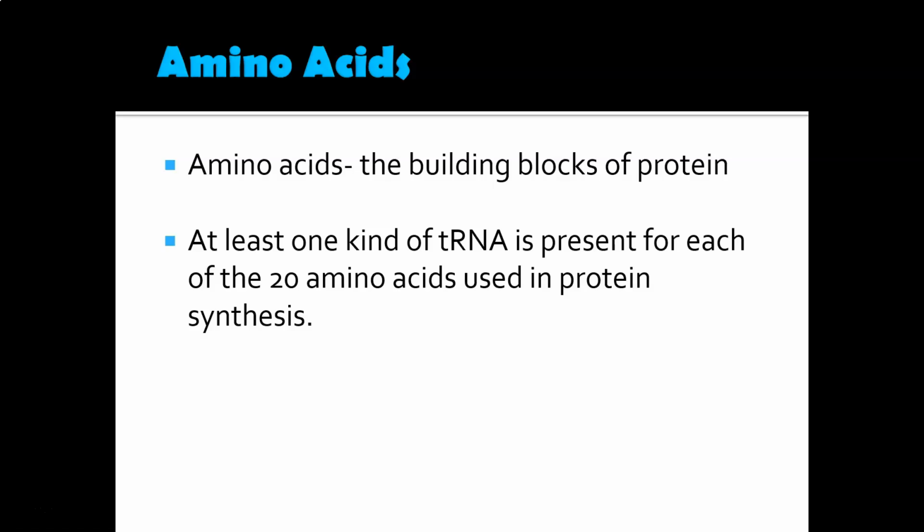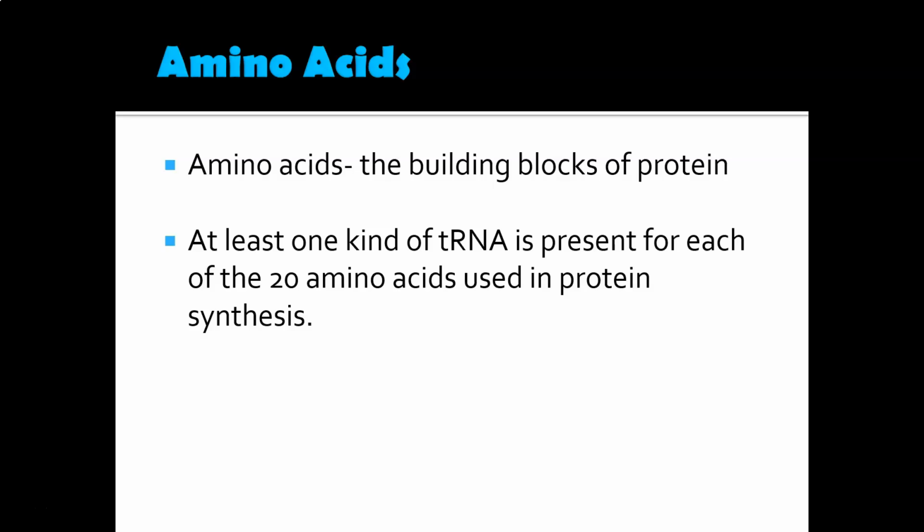So remember that amino acids are your building blocks for proteins. So the whole idea here is to pull those amino acids together, build the proteins that your cells need to function, whether those are structural proteins, whether they're enzymes, transport proteins, whatever the case might be. Your cells all work off of these functional proteins, so we need to create them.